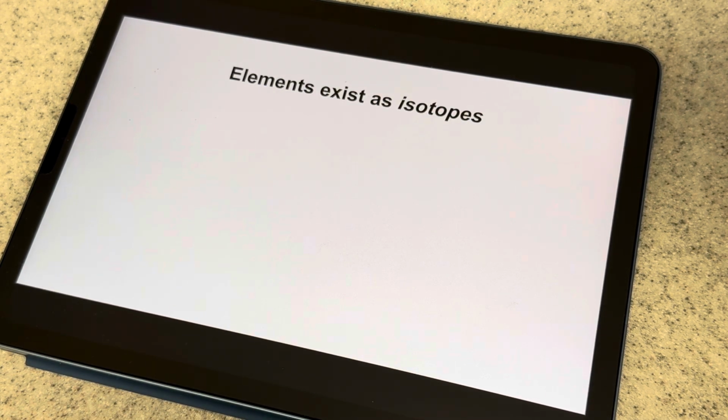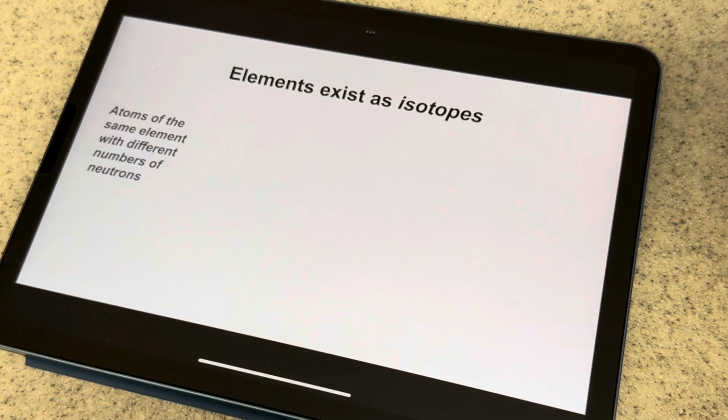So the first thing we need to say is that almost all elements exist as isotopes. So what's an isotope? An isotope is an atom of the same element, so we've got the same number of protons, but they've got different numbers of neutrons.